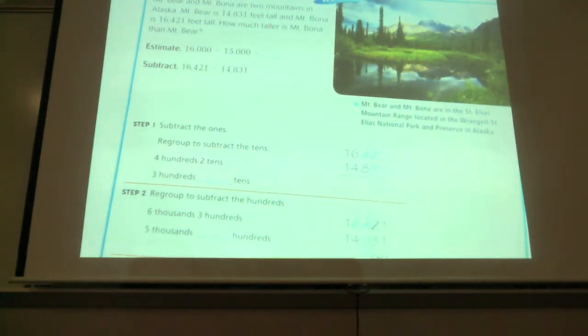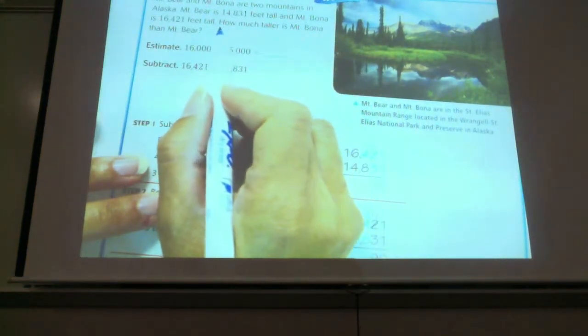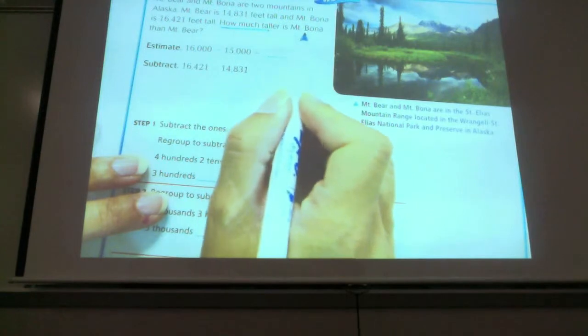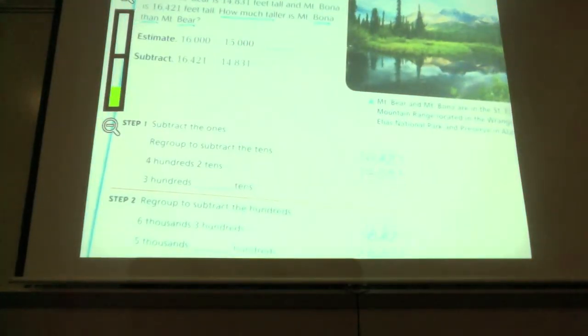Okay, what is it asking us to do? Raise your hand if you can tell me what it's asking us to do. Santino. It wants to know not which one's taller, but how much taller. How much taller is this one than this one? Which information am I going to use to figure that out?